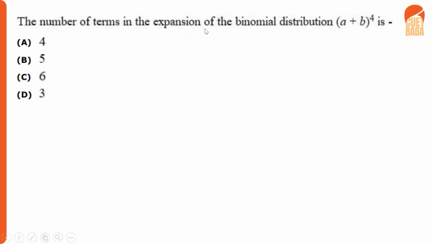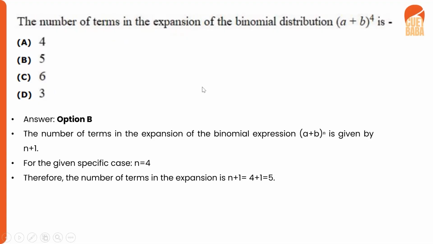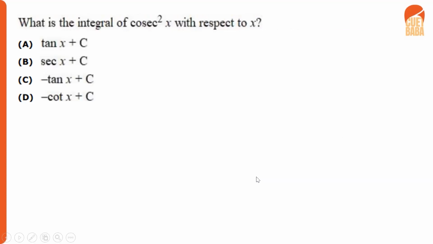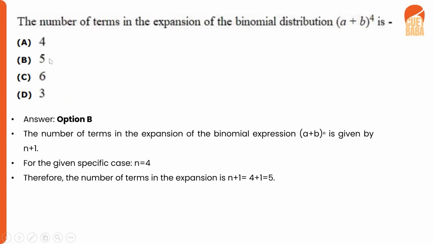The number of terms in the expansion of the binomial distribution. So here we have (a plus b) to the power n, where n is given as 4. So the number of terms in the expansion would be n plus 1, that is, here it's 4 plus 1. So the option would be 5. That itself is given in the explanation, that the number of terms would be 4 plus 1, and that is 5. So that's the answer. The correct answer is option B, 5.